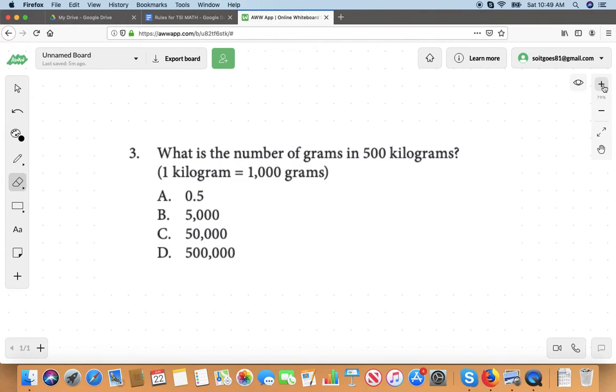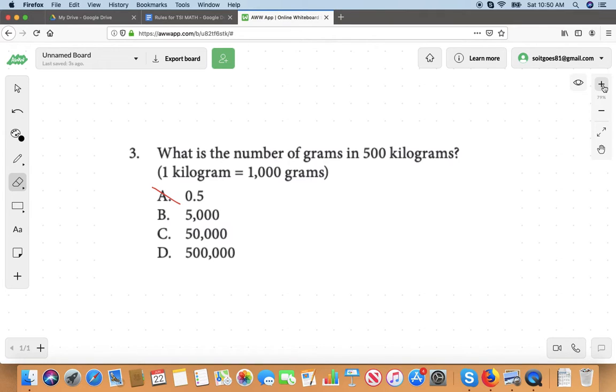All right, so we know that there are 1,000 grams in 1 kilogram. The question is asking us, what's the number of grams? So are we talking about a lot of grams or just a small number of grams? Well, if 1 kilogram is 1,000 grams, 500 kilograms is a lot more grams. We're talking about a very large number here. So right off the bat, I know I can eliminate answer choice A. I'm not talking about a small number of grams. We're talking about a huge number of grams. Again, if 1 kilogram is 1,000 grams, then 500 kilograms is a lot more grams. Does that make sense? I hope so.